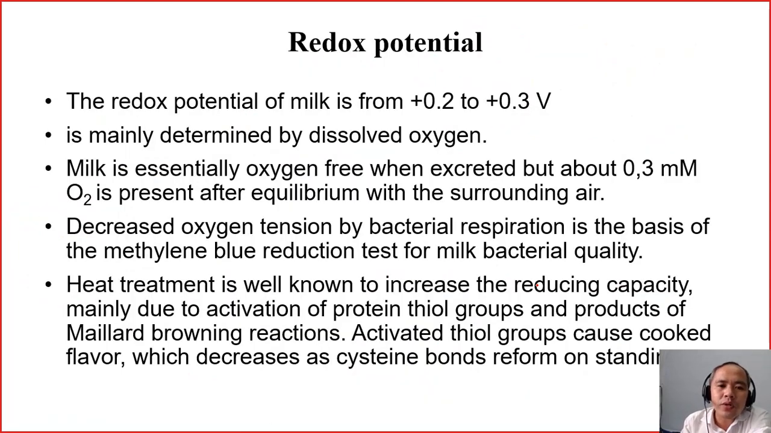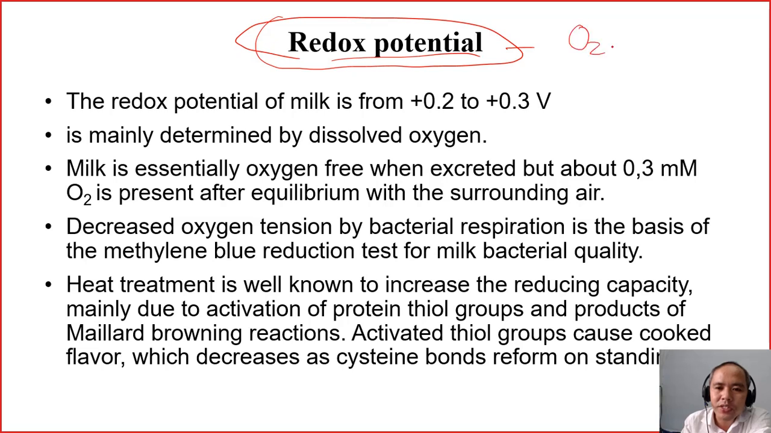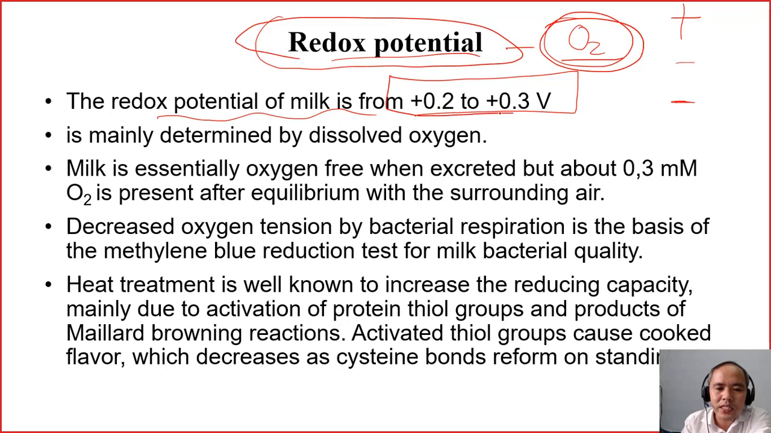Now we go to redox potential, reduction-oxidation potential. This is determined by the presence of oxygen. If there is a lot of oxygen, then high redox potential. If there is no oxygen, then low redox potential. Redox potential of milk is in this range, plus 0.2 to plus 0.3 volts, and is influenced by the dissolved oxygen in milk. So when there is more oxygen, there is higher redox potential.